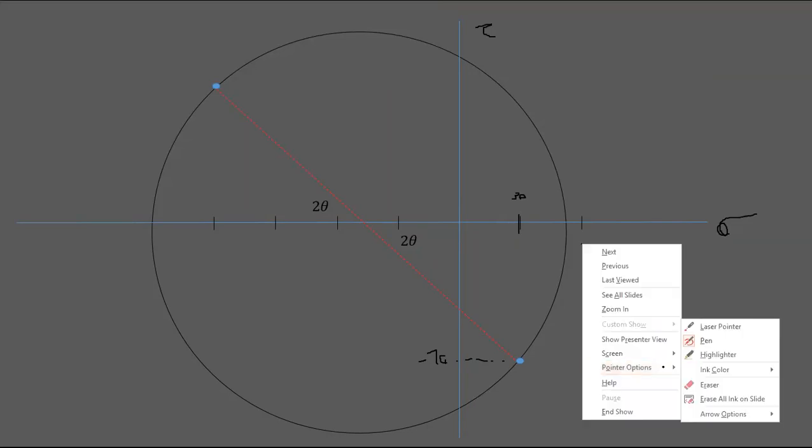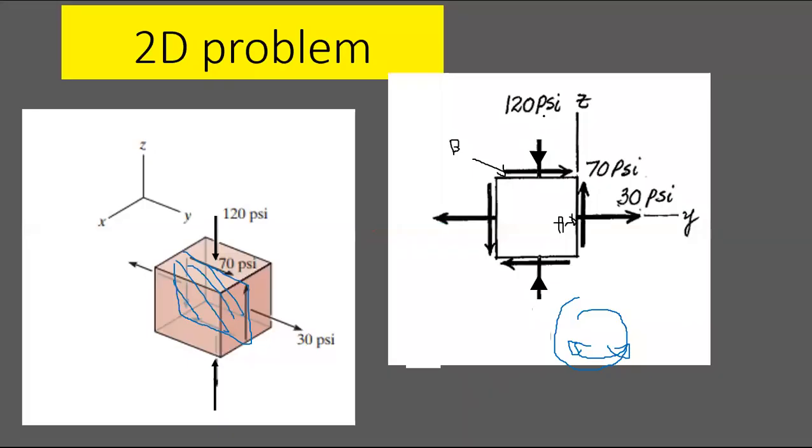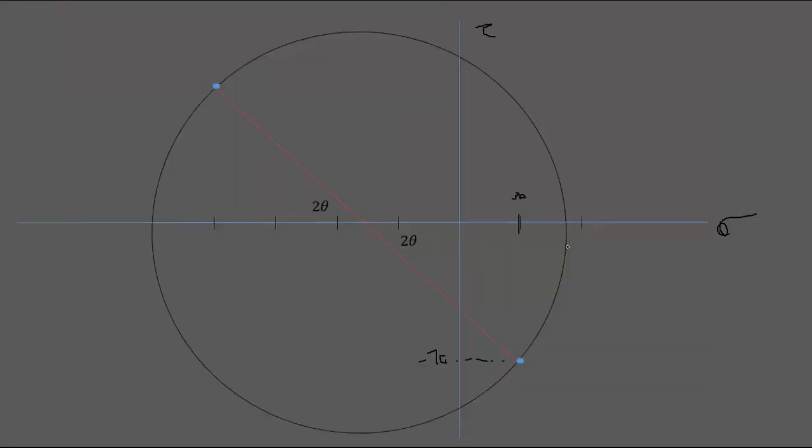And on the other face, you have compression of 120 and clockwise shear of 70. So the compression, let's say 30, minus 60, minus 90, minus 120, say minus 120, plus 70, because the shear is clockwise. Here the tensile stress, but the shear is anti-clockwise.